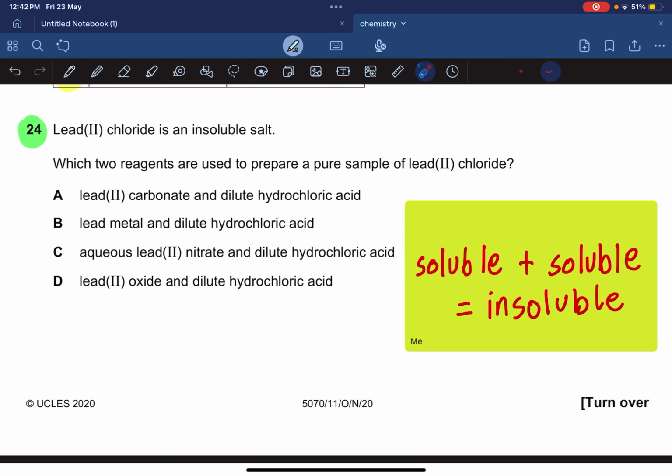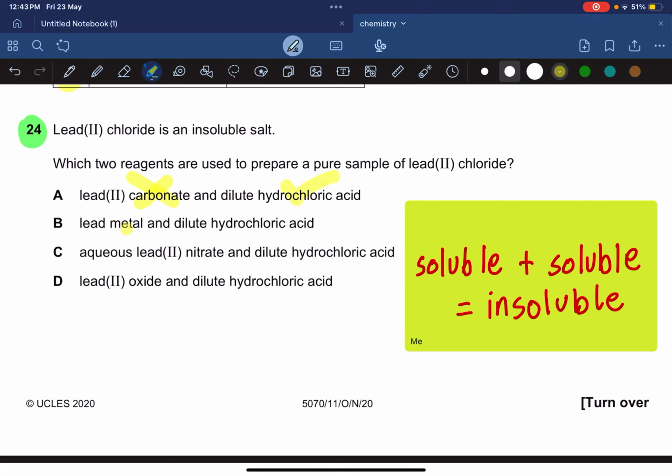Always remember this. I don't know how to highlight its importance in words, but in chemistry it's extremely important that whenever you have to make an insoluble salt, you're always going to take 2 soluble salts. So we have to take 1 soluble salt for lead and 1 soluble salt for chloride. So let's figure it out. Lead(II) carbonate, is that insoluble or soluble? Insoluble, because all carbonates are insoluble except group 1 and ammonium. So this one's definitely a cross. And hydrochloric acid, that's soluble.